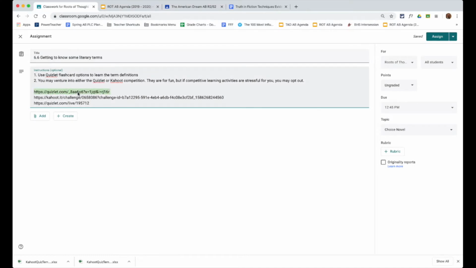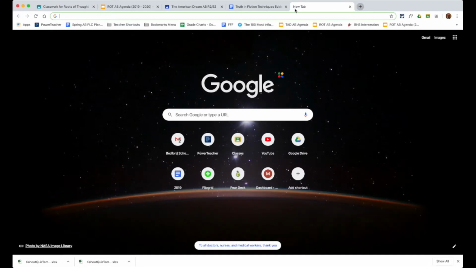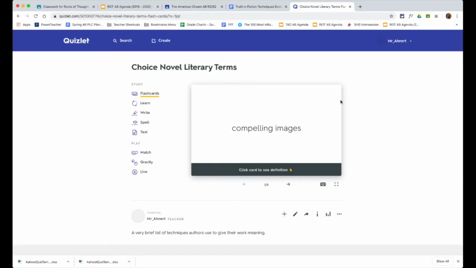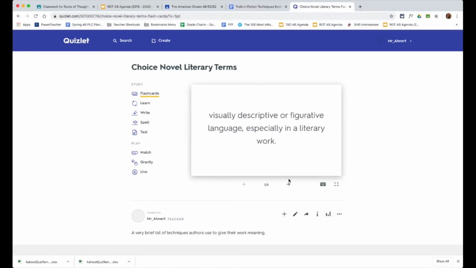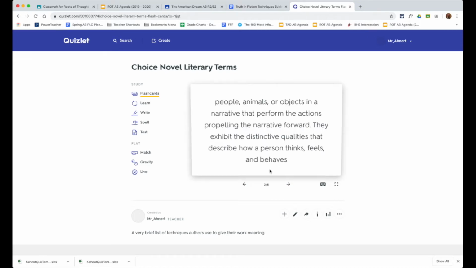So today I have a couple of activities set aside for practice. Quizlet is the place where I want you to start, because Quizlet is designed for flashcard use mostly. There are other options, like you can play a gravity game, a matching game that's maybe a little bit more interactive. But for an introduction, you should write in your notebook compelling images and then write down the definition. Then you can flip to the next flashcard and write down the next term and its definition.